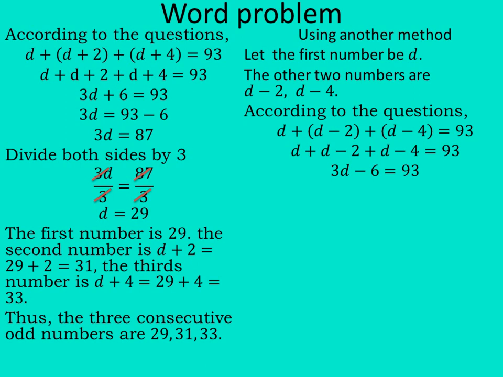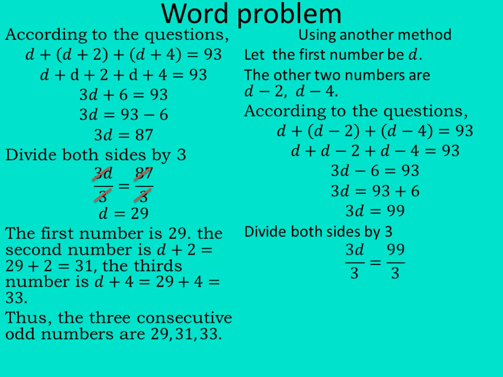So here we have minus 6, and we want to collect the like terms. So if we take minus 6 over the equal sign, we are going to have plus 6. So we have 3d is equal to 93 plus 6. So we have 3d is equal to 99. So we divide both sides by the coefficient of d, and that's 3. So we have 3d divided by 3 is equal to 99 divided by 3. So 3 cancels 3, and 99 divided by 3 will give us 33. So d is equal to 33.